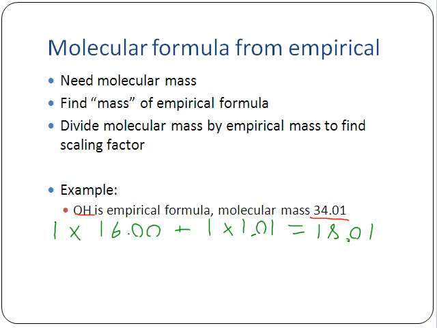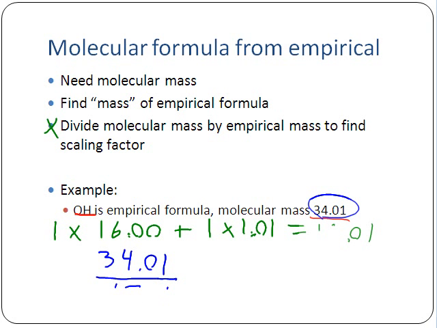Then we're going to do, as we said, divide the molecular mass by the empirical mass to find the scaling factor. So the molecular mass, we said, was 34.01, divided by that empirical mass, 18.01. Actually, that's not 18.01, that should be 17.01. That's a mistake that I made there. Let me fix that here. Apparently, that's what I get for doing this in my head, not using the actual calculator. That should be 17.01, and the empirical mass down here should be 17.01.